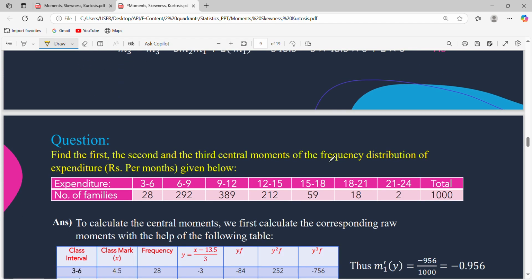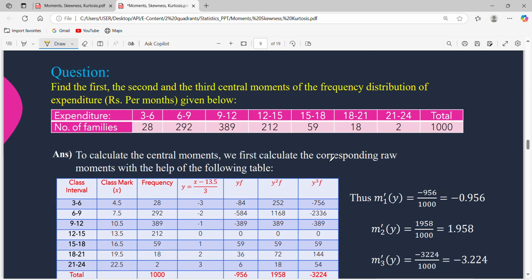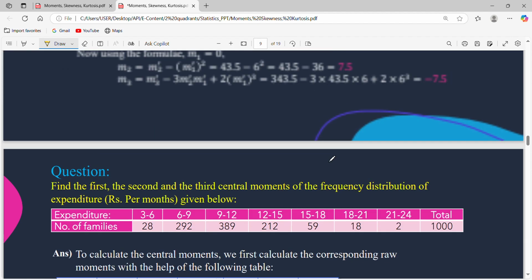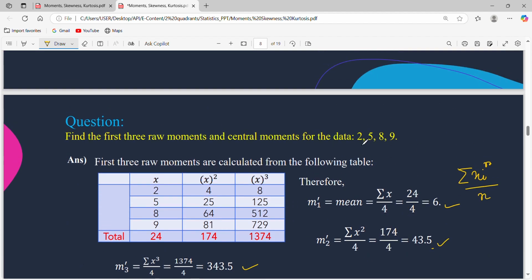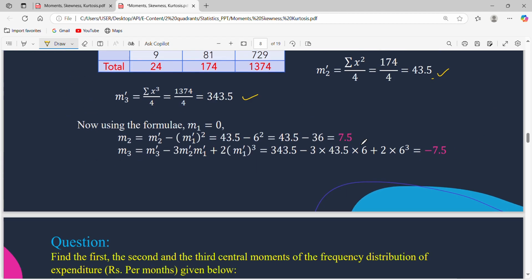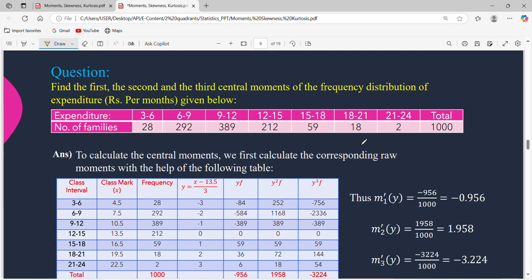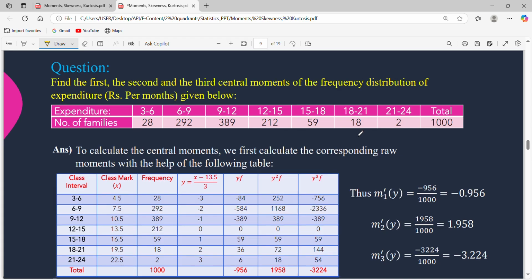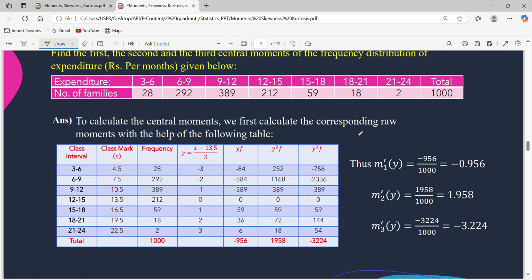Next thing is to find the first, second and third central moments of the frequency distribution of expenditure in rupees per month given below. Just see that this problem is different from the previous one. Why different? In the previous problem we had only observations, and in this problem we have class intervals having frequencies. So same as before, first we have to find the raw moments, then with the help of the formula we will find the central moments.